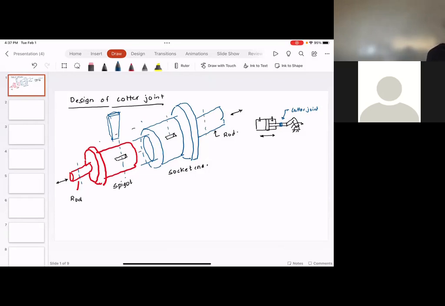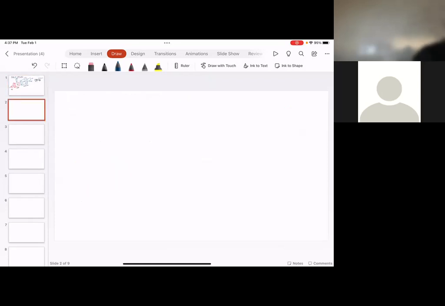And once all these important dimensions are determined, you can actually draw a neat proportional sketch, and then you can use that sketch to create a CAD model inside SolidWorks or maybe Autodesk software. And then you can use that to create an STL, and then you can 3D print it. Okay, so I'm going to start with step one.